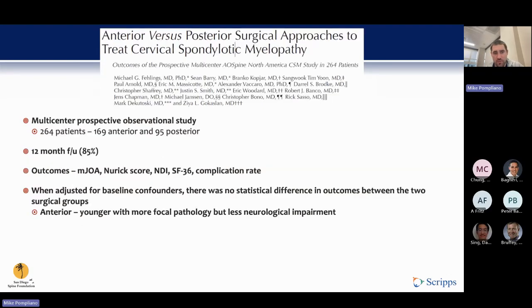This was a multi-center prospective observational study, 264 patients, with many more in the anterior versus posterior cohort, and they had about 85% follow-up at 1 month. Their outcomes were mJOA, Nurick score, NDI, SF-36, and complication rate. And once you adjusted for the baseline confounding factors, there was no difference between the two.